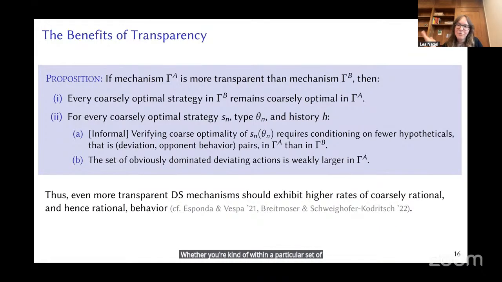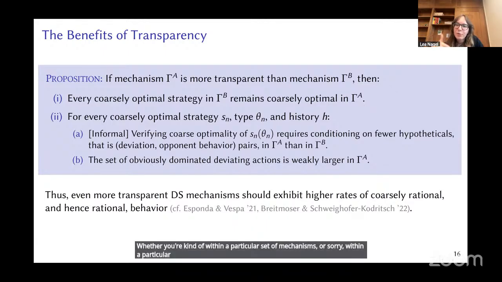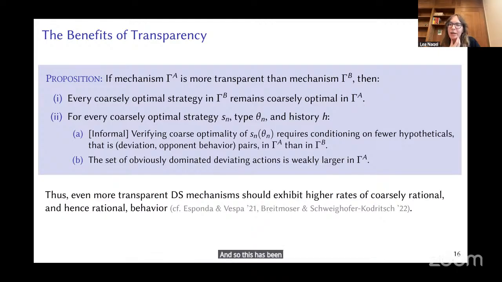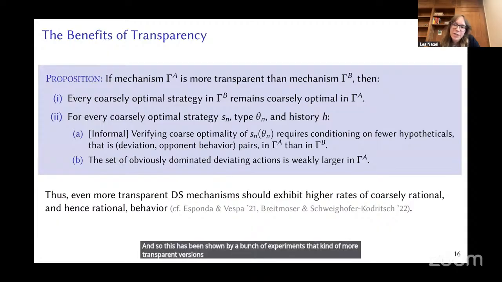Okay. And so essentially what this result says is that whether you're within a particular set of mechanisms or within a particular solution concept, or you're crossing from dominance to ex post incentive compatibility, verifying the coarse optimality of a strategy becomes easier the more transparent the mechanism is. And this has been shown by a bunch of experiments, that more transparent versions of, for example, dominant strategy mechanisms can outperform the less transparent counterparts.